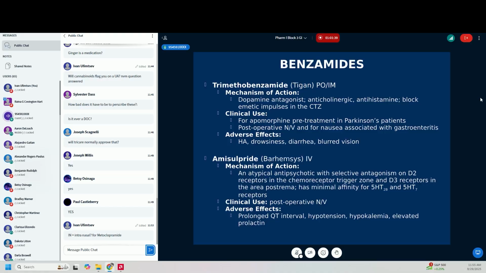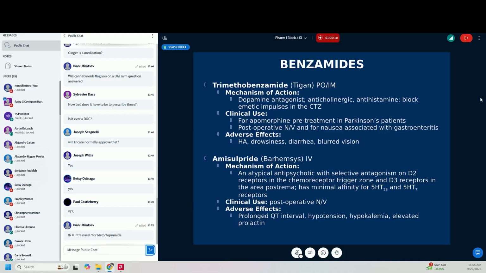So anticholinergic properties. Looking at your amisulpride, this is an IV medication. So for the most part, we're going to be using this inpatient. But when we're looking at our nausea and vomiting, we see this typically used more so as an antipsychotic medication, but it still does work in the CTZ. So that's why we see some benefits that are used here for our post-operative nausea and vomiting patients.